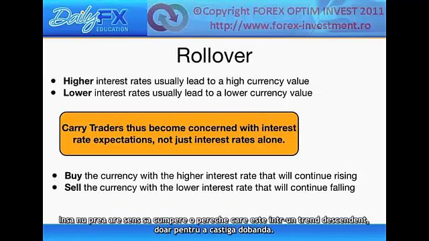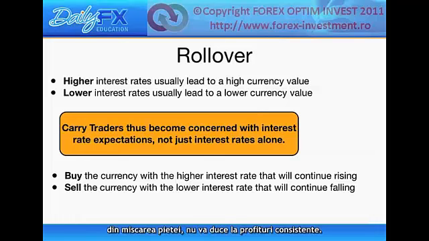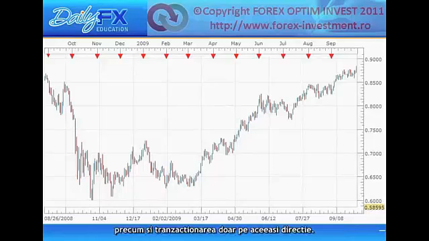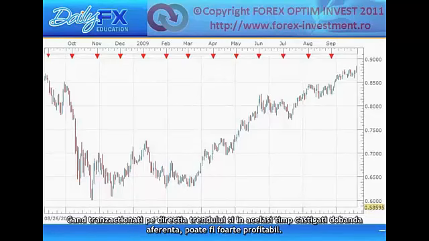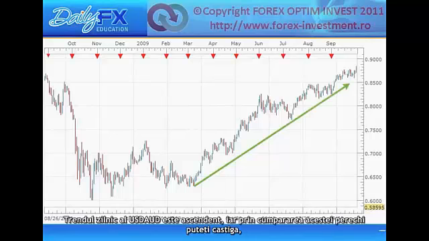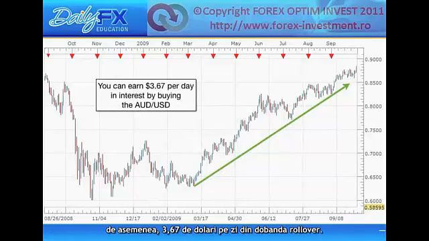But it doesn't make much sense to buy a pair that is in a downtrend just to earn interest. Making $3.67 in interest a day only to lose $100 a day in market movement will not lead to consistent profits. So it's also important to note the direction of the daily trend and to only trade in that same direction. When you're trading with a trend and at the same time also earning interest, it can be very profitable. The daily trend of the Australian dollar US dollar is up, and by buying this pair, you can also earn $3.67 a day in rollover interest.